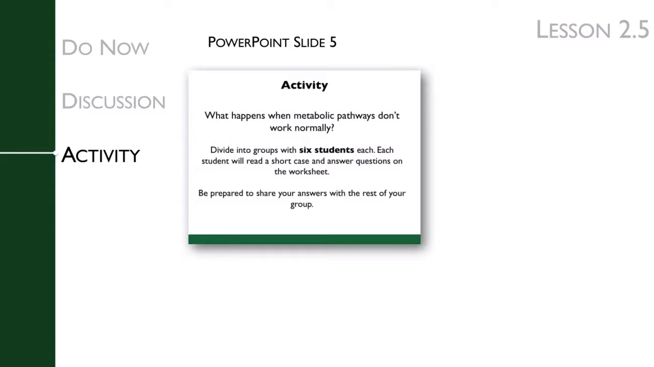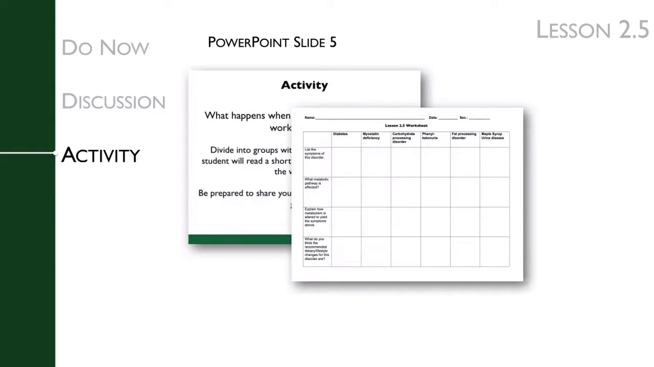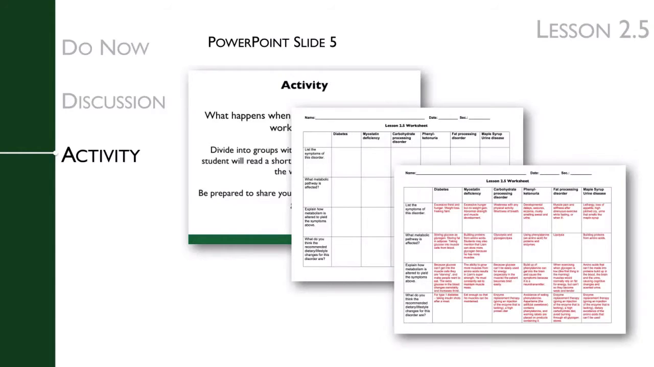To help students focus on the most important details of the jigsaw, give each student a jigsaw worksheet that has them take notes on those key points, which are the symptoms of the disorder, the metabolic pathway that is affected, how metabolism is altered to yield its symptoms, and the recommended dietary or lifestyle changes. You can review all of this information on the jigsaw worksheet answer key. It has everything organized just as your students will be organizing it.